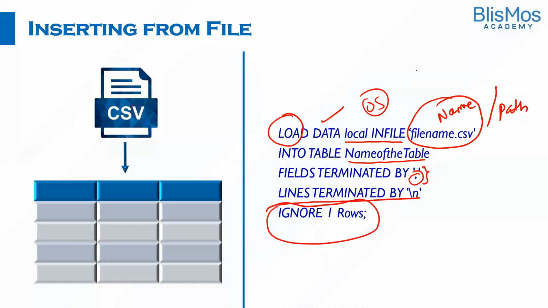Whenever you have column headings in a file, you have to ignore them because you already created a schema for that, right? You've got to ignore them. These are the few options in the syntax to load data from a file into a table.